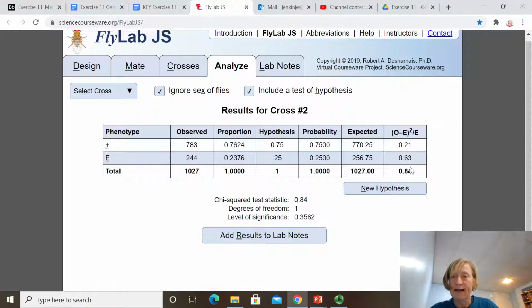We calculate a chi-square, and our chi-square value is 0.84. That's our chi-square value. Our degrees of freedom are 1 because there's only 2 categories, and our level of significance is 0.35. What does that tell us? We're going to answer questions 8 and 9 on our worksheet. All right?